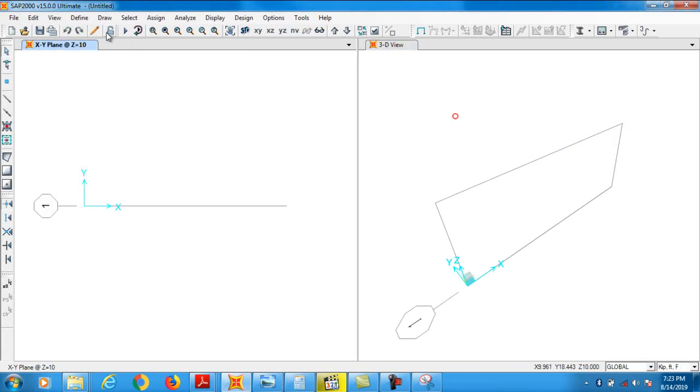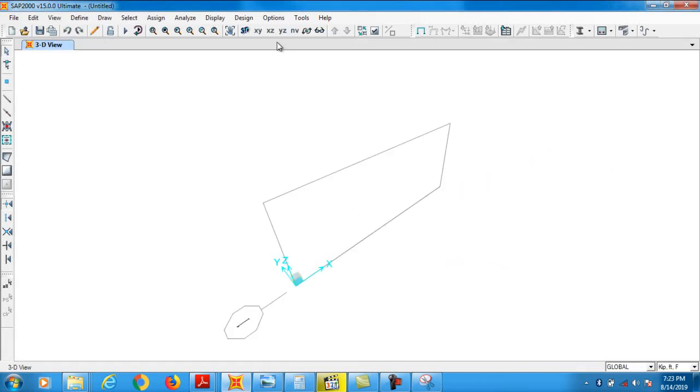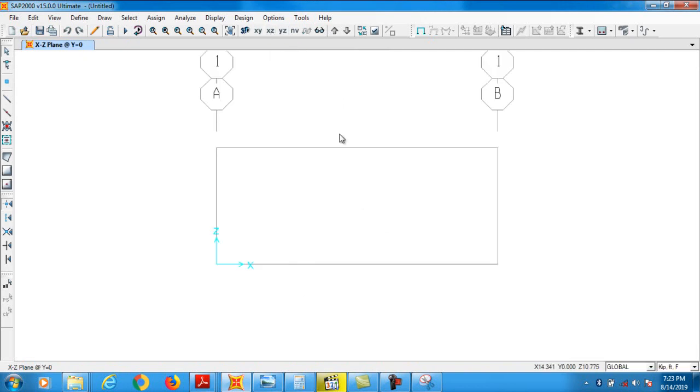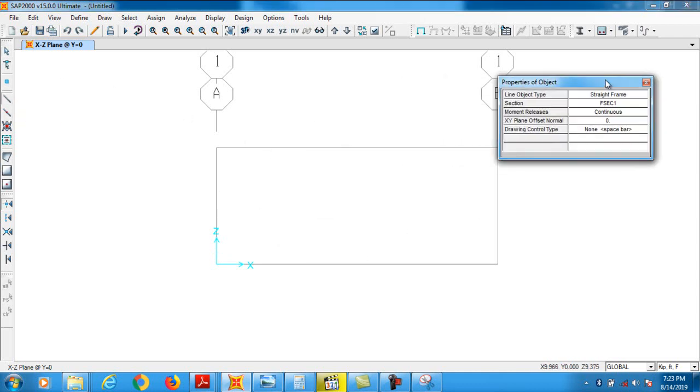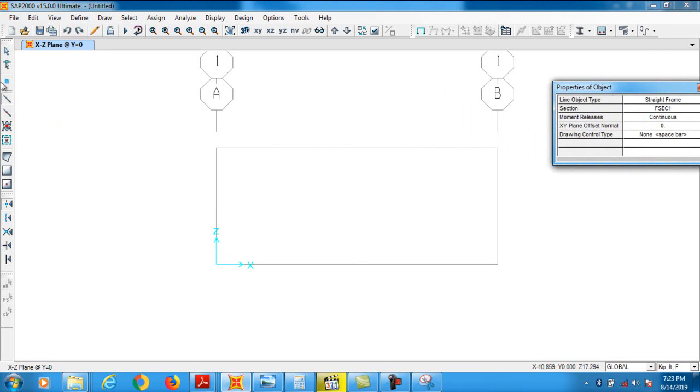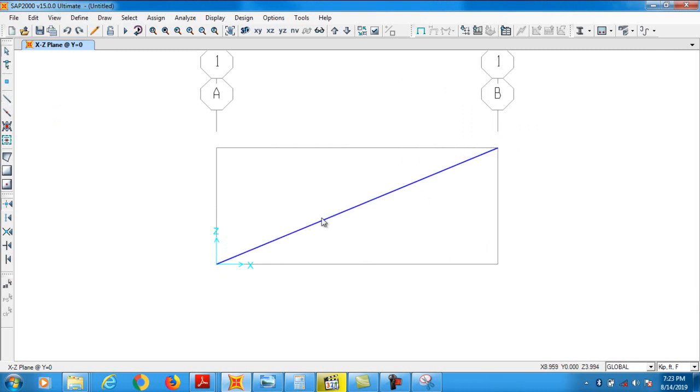Now, make sure you are in the xz plane. So this is a kind of rectangle, and we need to locate or model the beam in this rectangle. So select the line element, click here and click here, clear. This will be now your beam.